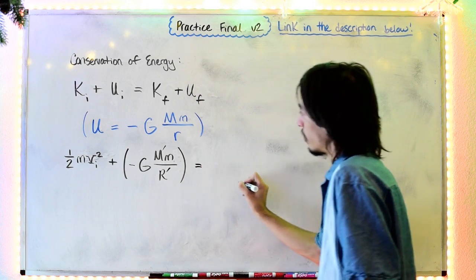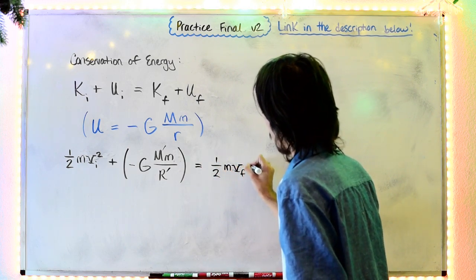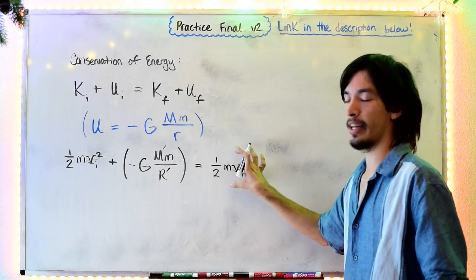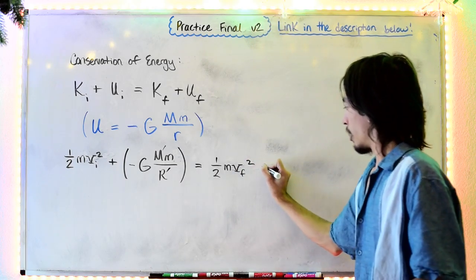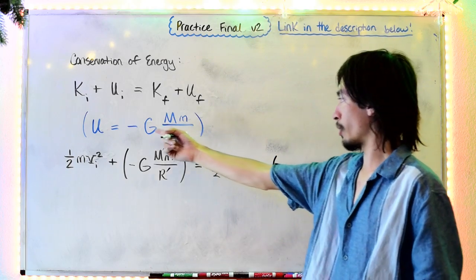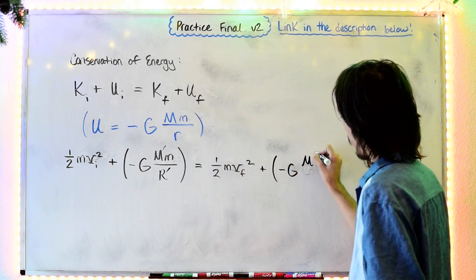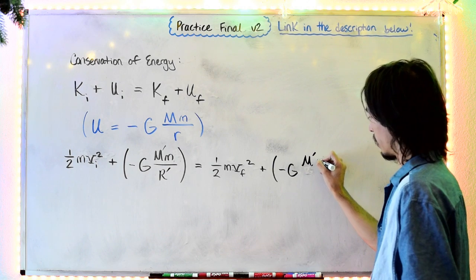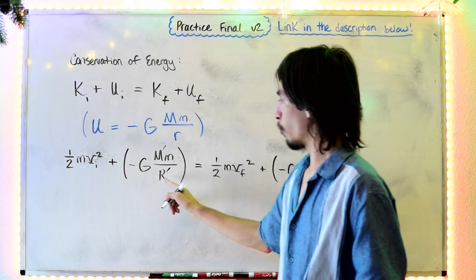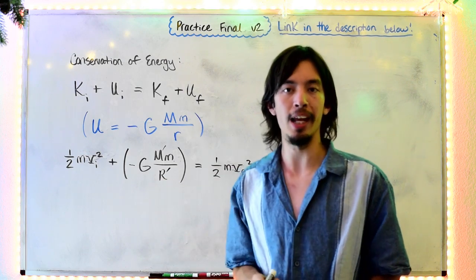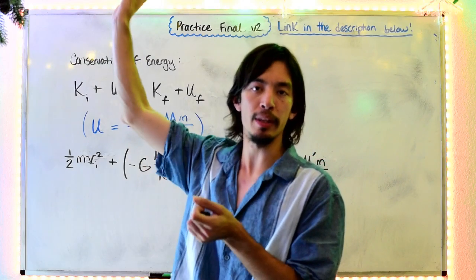This is equal to 1/2 m v final squared. So again, kinetic energy of that object that's moving linearly, plus gravitational potential energy, again with a minus sign, minus big G, big M prime, little m, over... Now, here we are not going to be at the radius of the planet anymore. We're no longer on the surface. We are way, way out there somewhere.